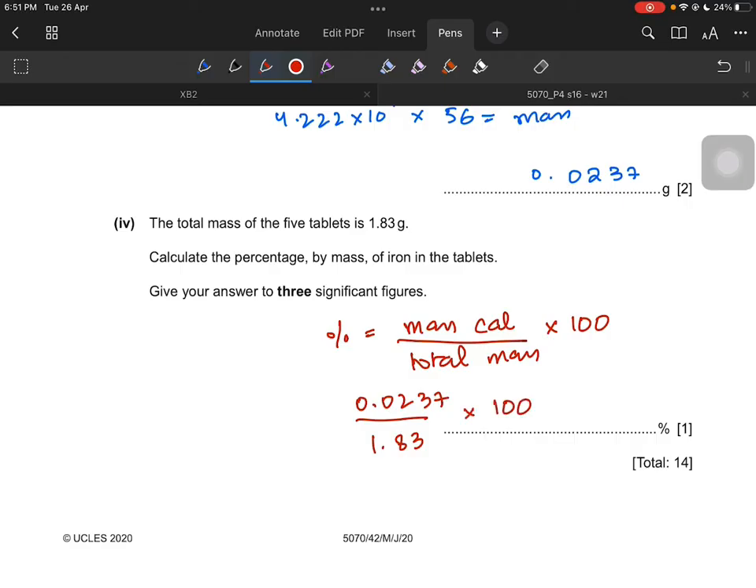Now if I do that, my answer is going to be 1.29%. So this is how we calculated the percentage of the iron in the iron tablets, and this is how we performed the whole titration question.